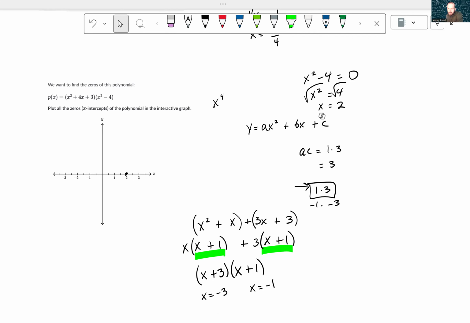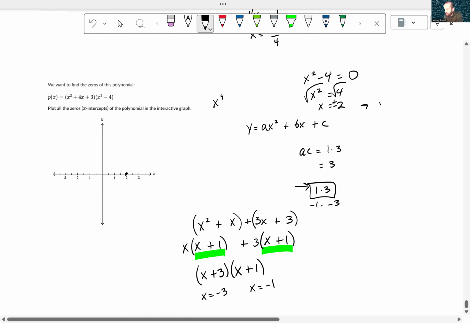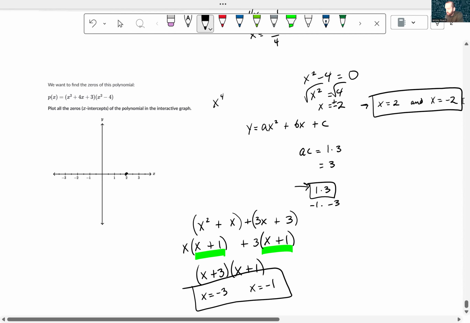Okay. Now you might be thinking, well, there's supposed to be 4 of these. If you notice that, that's correct. So when we take the square root, it's actually plus or minus. So that's the same thing as x equals 2 and x equals -2. So now we have 4 zeros.